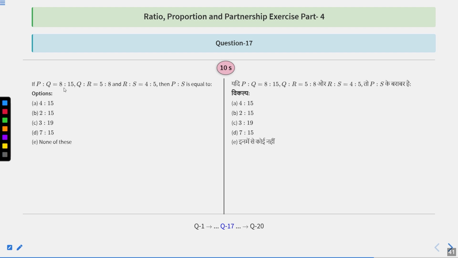If P ratio Q is 8:15, Q ratio R is given as 5:8, and R ratio S is given as 4:5, then P ratio S is equal to what? You have 5 options and 10 seconds to analyze the question.